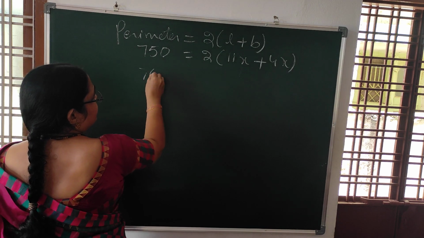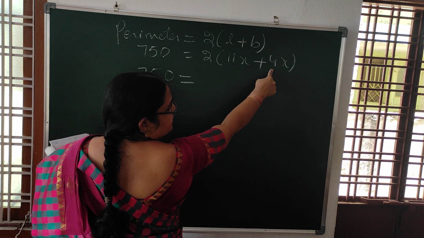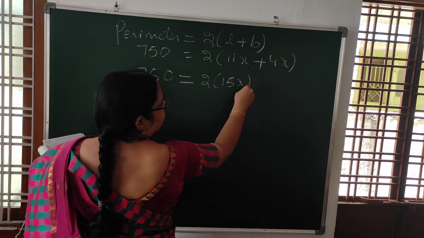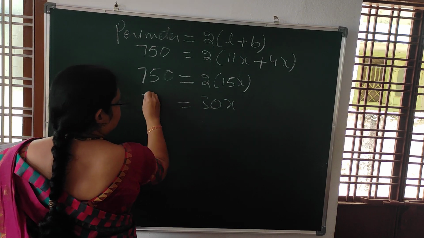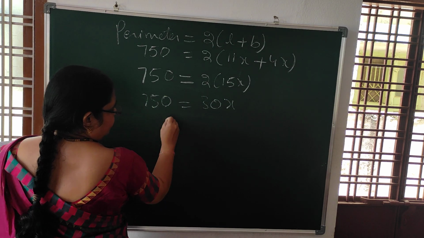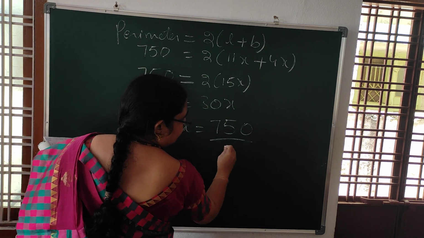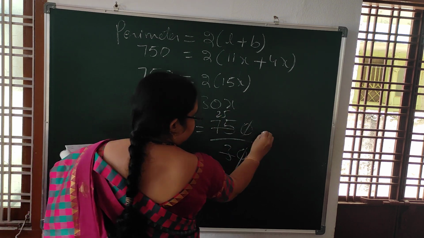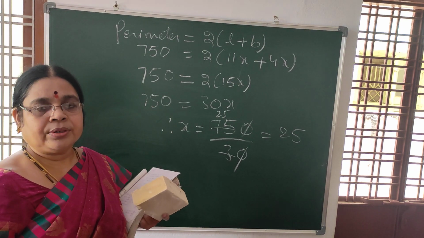So 750 is equal to 2 into 11x plus 4x, which is 15x. So 2 into 15x is 30x. So 30x is equal to 750. Therefore x is equal to 750 by 30. 3 2s are 6, 3 5s are 15. This is equal to 25. x is equal to 25.